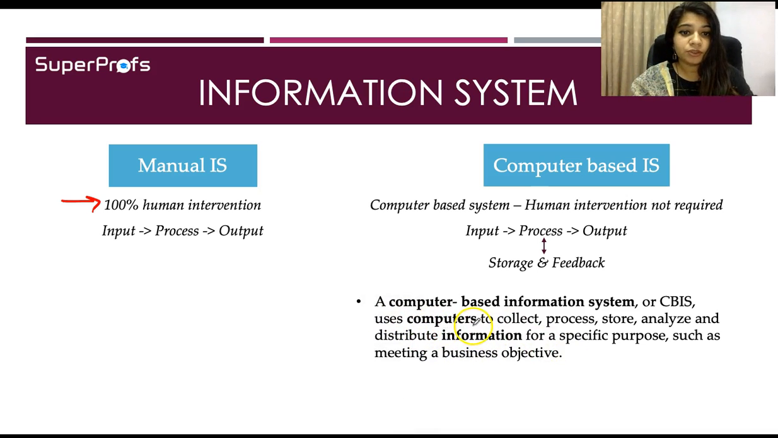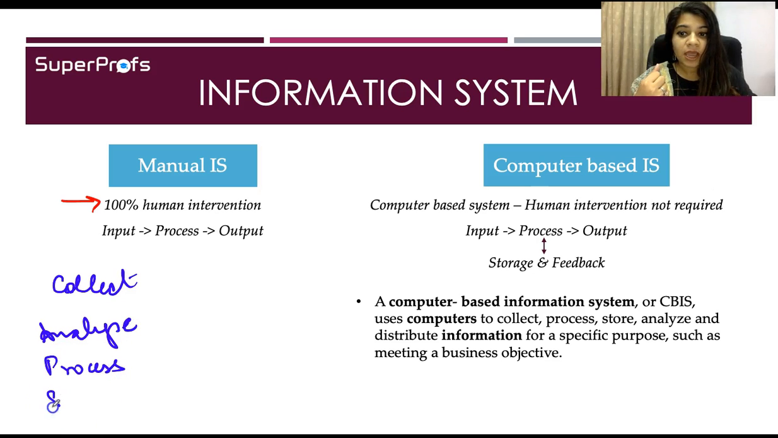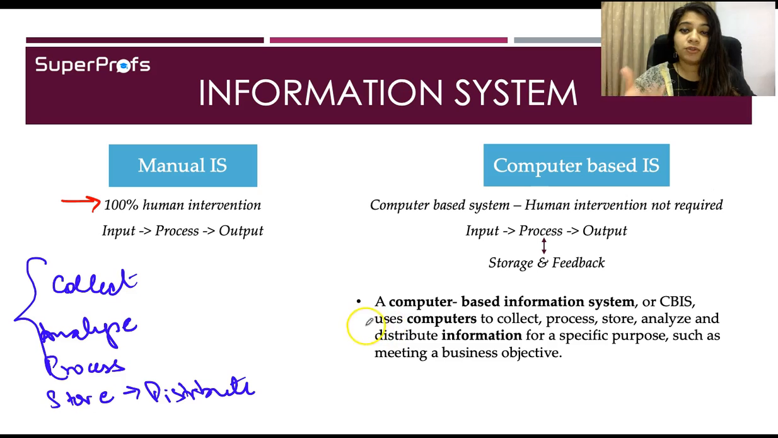utilizes computer to what? There are four or five tasks that you have to do, right? You have to collect information, you have to analyze it, then you have to process it, and depending on what you need to do, you will either need to store or distribute it. All right, so collect, process, store, analyze, and distribute information. So a CBIS will use computer to do these five tasks. Okay, and what will they do? They will do these five tasks on information.